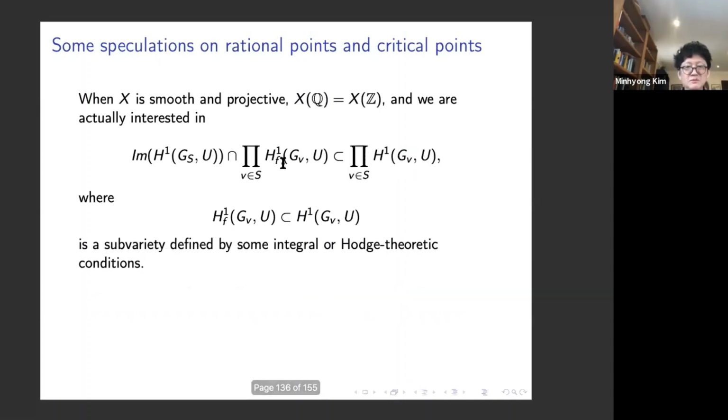Well, but the point is that when X is a smooth projective curve, which is the case of most interest, the rational points are the same as the integral points. Then it turns out that the moduli spaces we're actually interested in are not just the image of the global moduli space. There are additional constraints coming from this integrality, and I'm not going to describe exactly what they are. They are Hodge theoretic or integrality conditions. There's another subspace of the product of local moduli spaces given by integrality and Hodge theoretic conditions, and we're actually interested in this intersection.